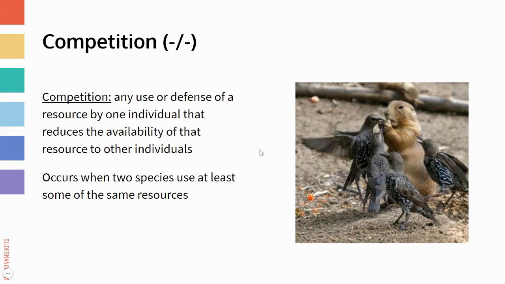So food would be one example of a resource that organisms might fight over. We could also think of things like habitats. Maybe two species want to be living in the same area.